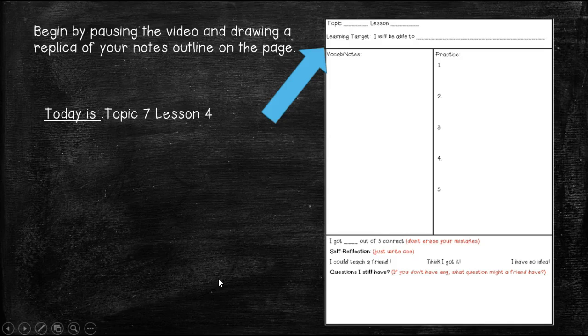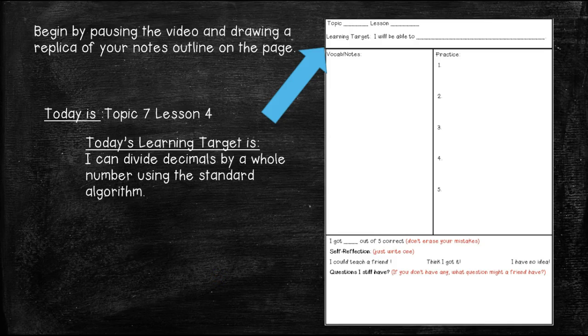Today we're talking about Topic 7, Lesson 4. And today's learning target is, I can divide decimals by a whole number using the standard algorithm. We're also going to model this process by using base 10 blocks.